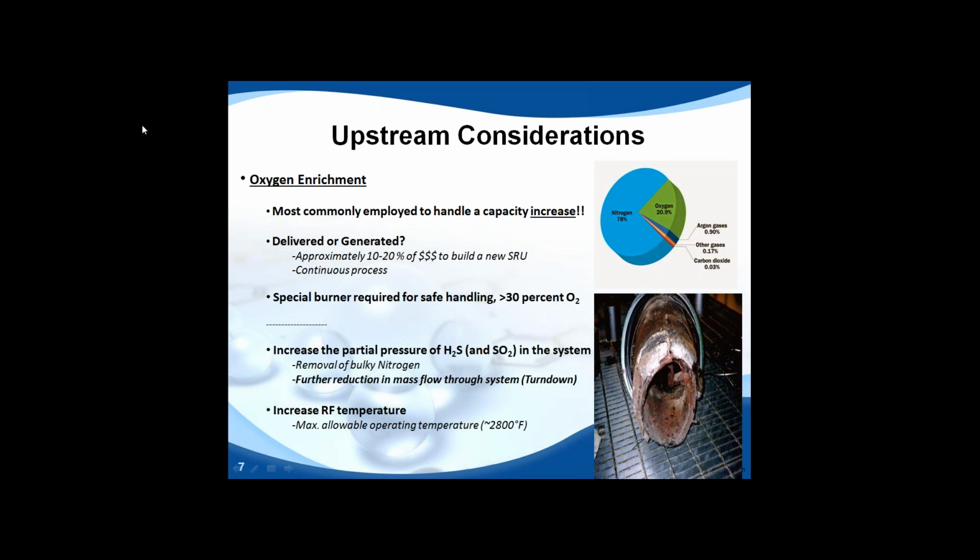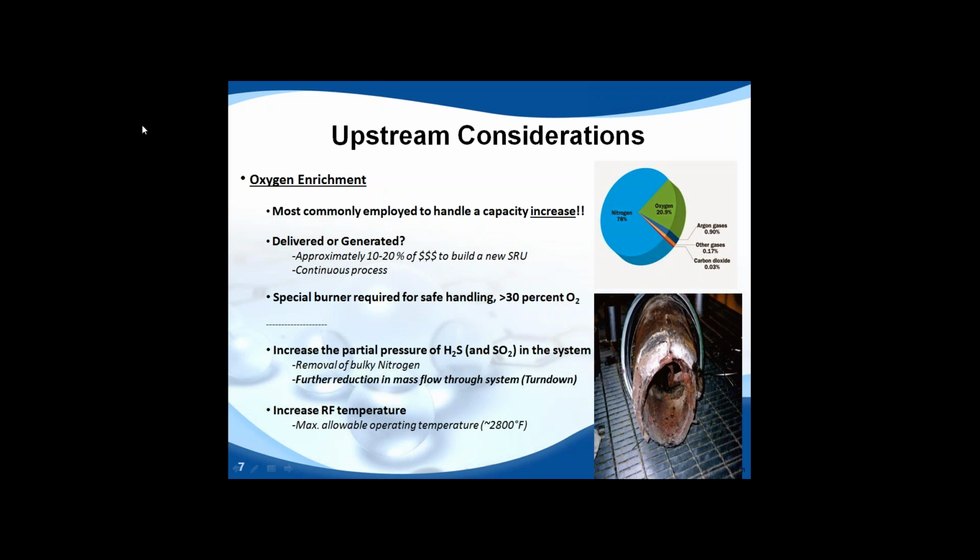oxygen relative to air. Also, once we start working up to higher levels of enriched oxygen streams, a special main burner for the SRU is required for safe handling. And once we start getting north of 30% oxygen, we need to spend that extra capital and get a special burner. Oxygen enrichment, we've seen everything from, we have approximately 21% O2 in air. I've seen a plant with only about 27% oxygen, and you can work all the way up to 100% oxygen.